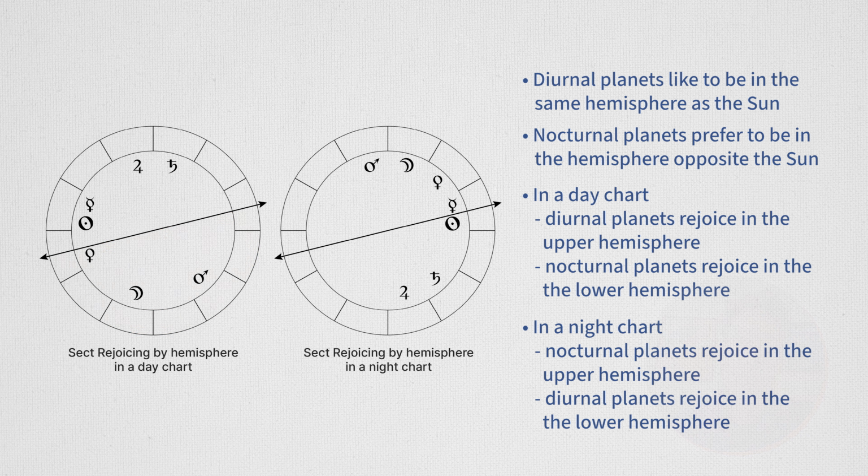It's important to note that there'll be a mix of these in any chart. Even in a day chart, some diurnal planets will be below the horizon and some nocturnal planets will be above it. The Moon can also be above or below, regardless of whether it is in a day chart or a night chart, but it will only rejoice if it's in the hemisphere opposite the Sun.